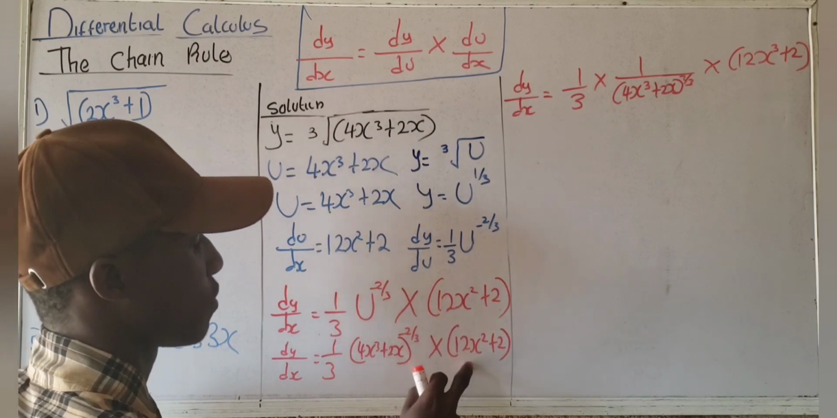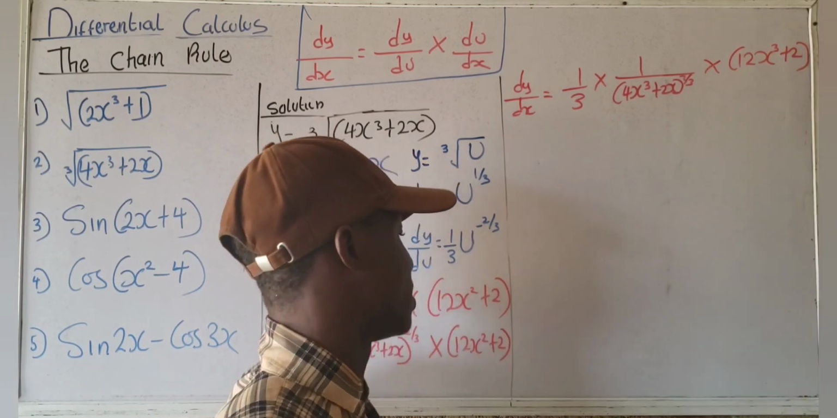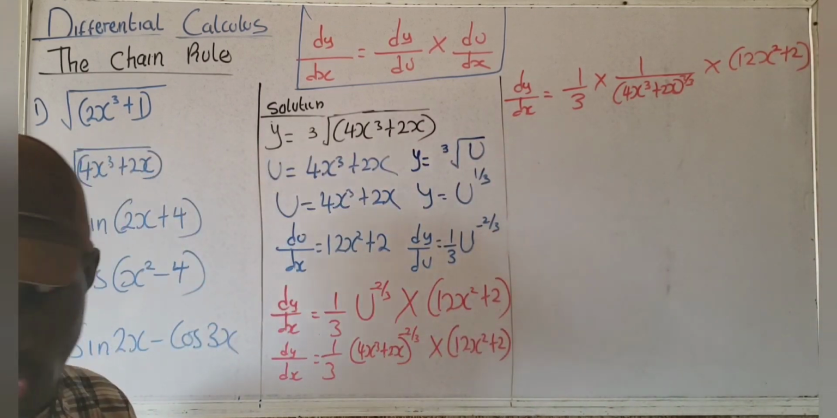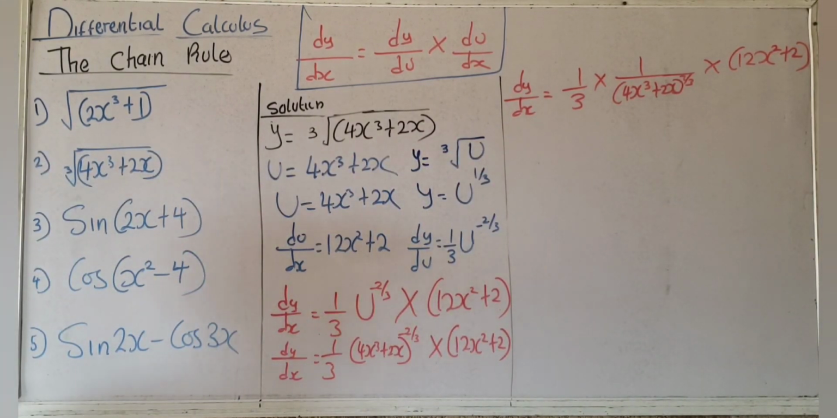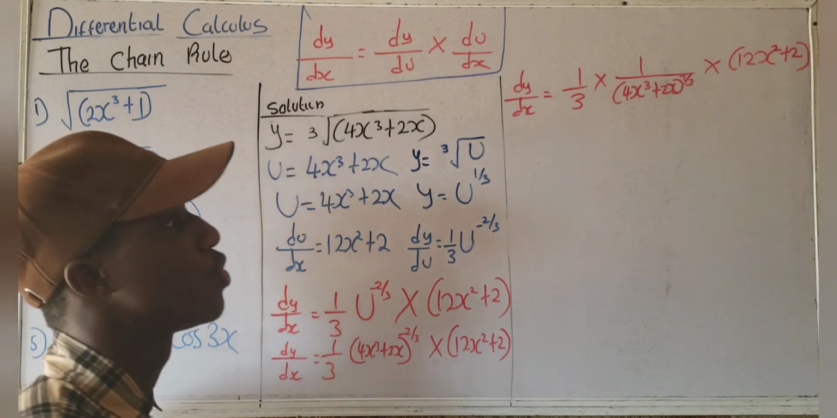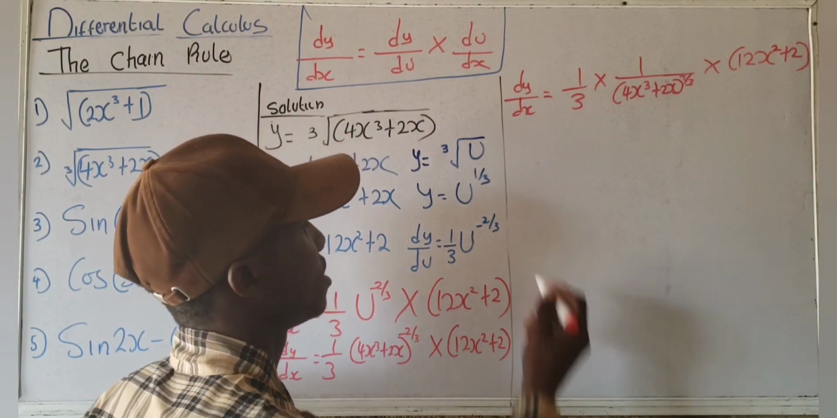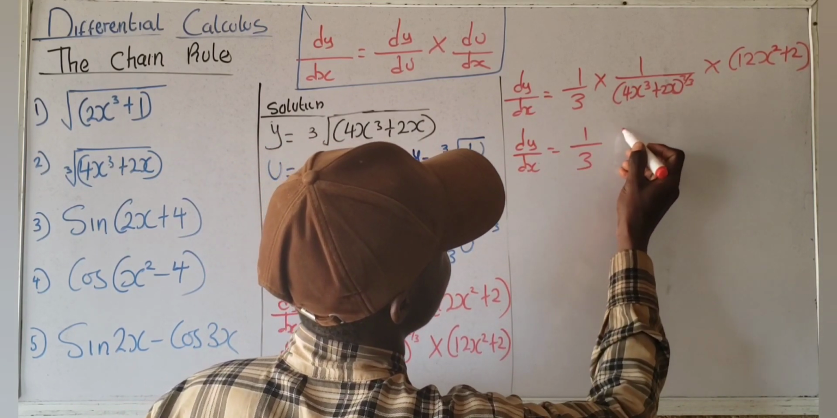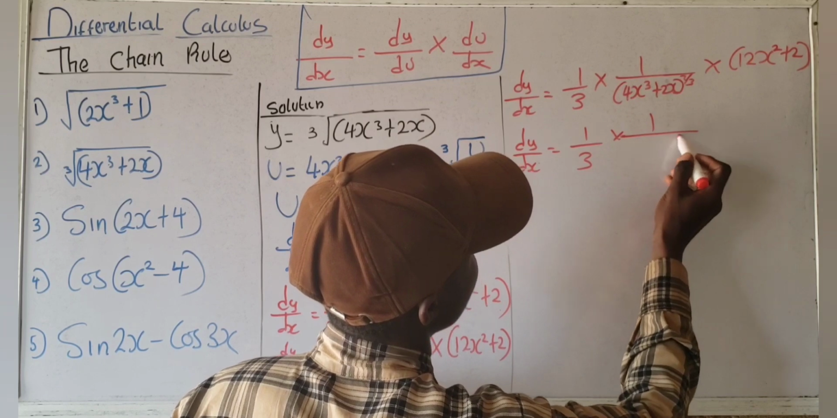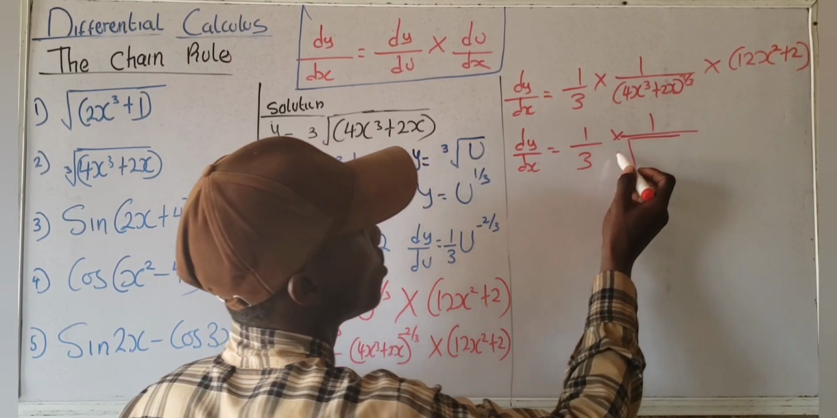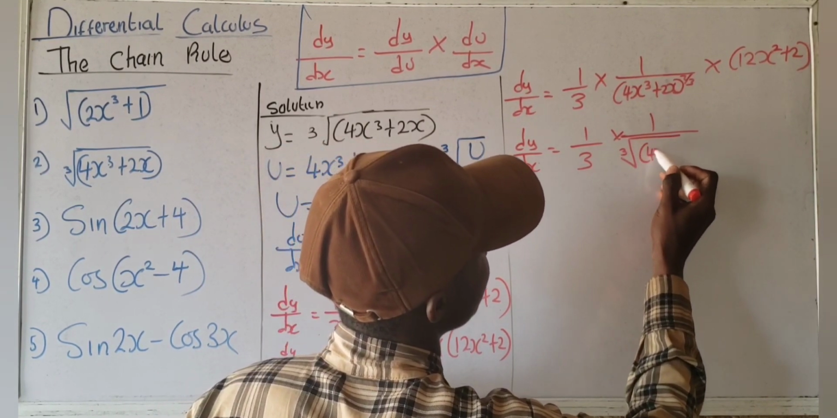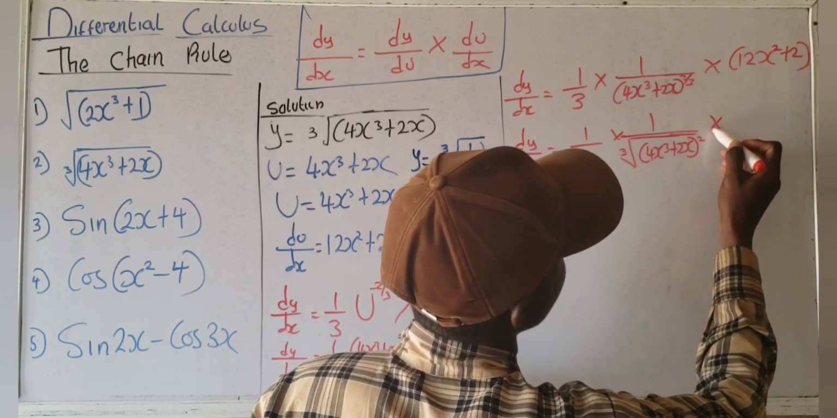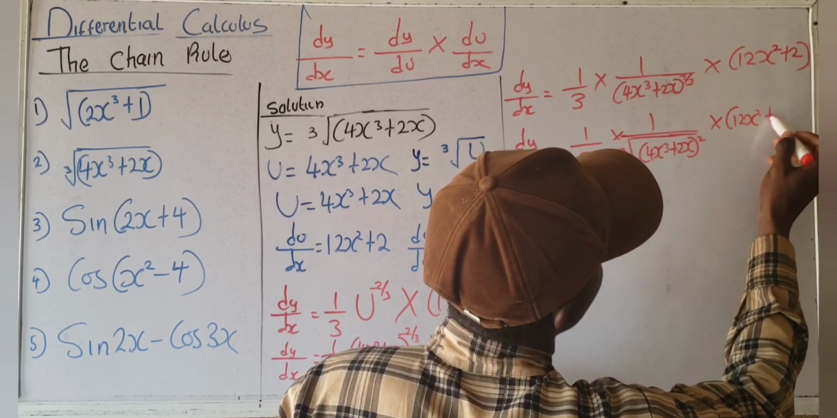12x squared plus 2, so it is what? It's not x squared, but 12x squared plus 2, you understand? Okay, now the next step is that you just have to take the cross product. So here I'm going to have dy over dx equals 1 over 3 multiplied by 1 over the cube root of 4x raised to the power of 3 plus 2x raised to the power of 2 multiplied by 12x squared plus 2.